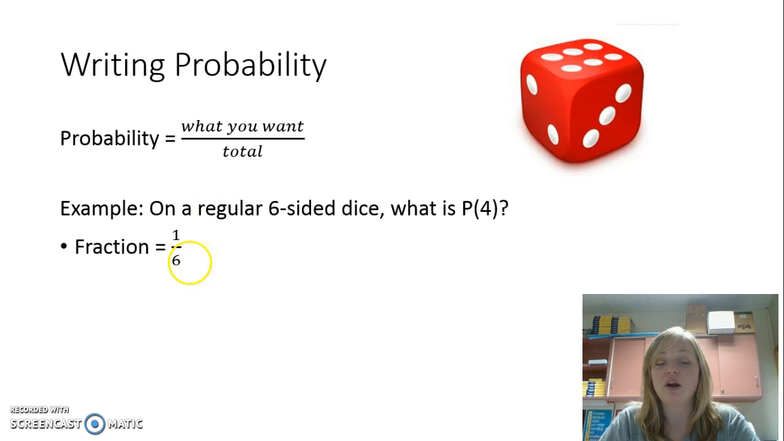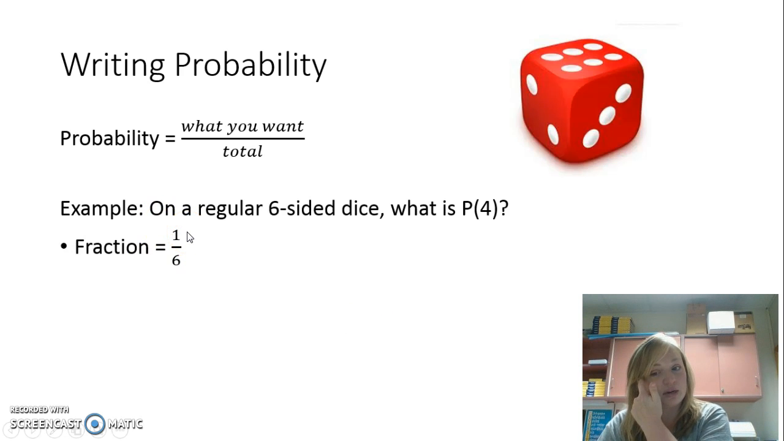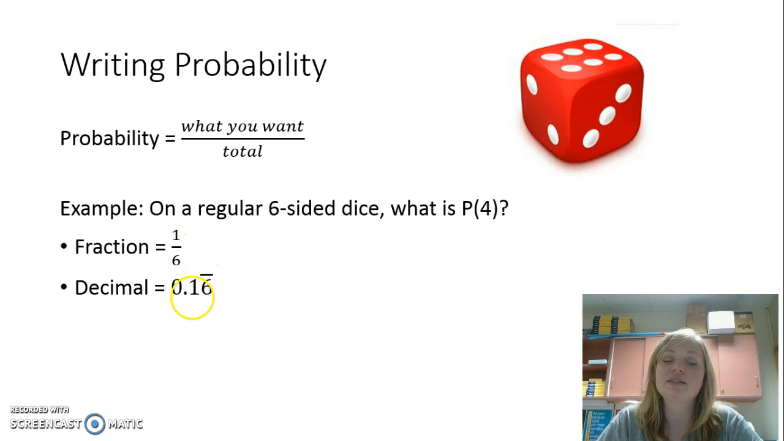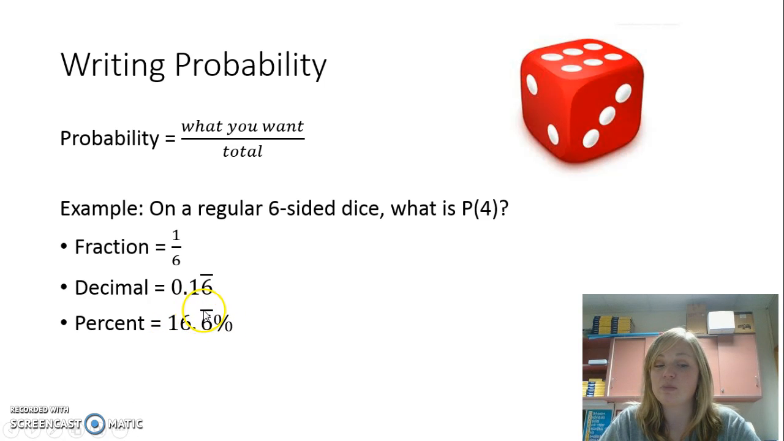Now as a decimal, you already know how to convert fractions to decimals. You do the numerator divided by the denominator. So if we do 1 divided by 6, we get 0.16 repeating. And you also already know how to turn decimals into percents. So we're going to either multiply this decimal by 100 or just move the decimal point over twice. And that would give us 16.6 repeating percent. Remember, if it's repeating, just put the repeating bar on the top. Don't truncate it and don't round it. Just put repeating.